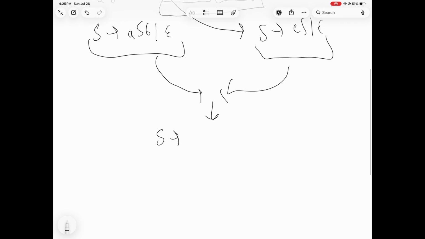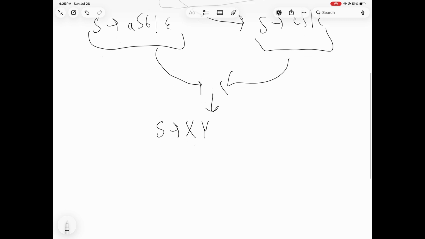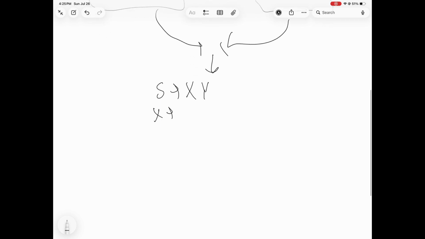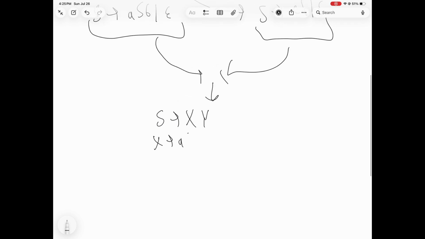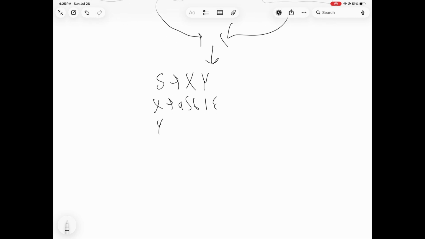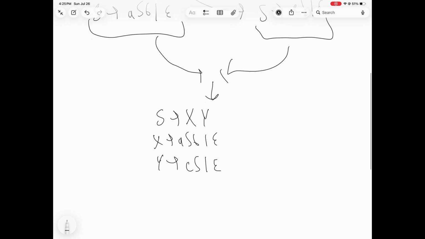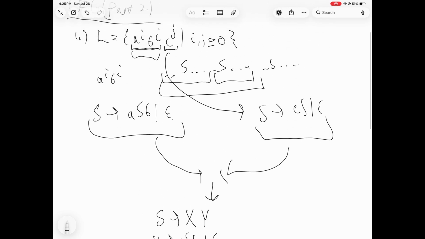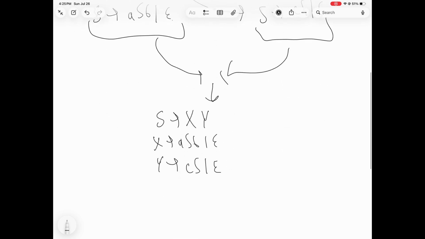What will we get? If we're going to bring them both together, a way we could do this is by splitting up the work into X and Y. So X goes to a X b, or epsilon, and Y goes to c Y, or epsilon. For a to the i, b to the i with i greater than or equal to 0, it could be epsilon, it could be ab.